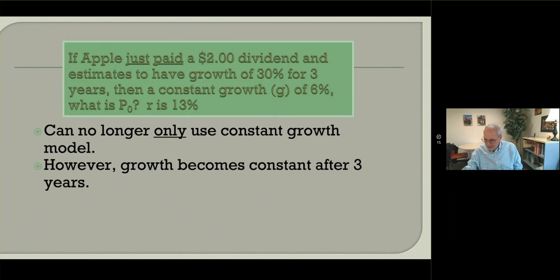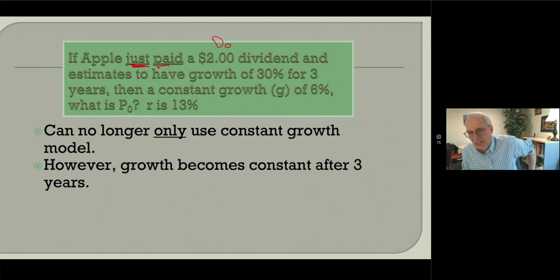Okay, so we're at the top of page 4, and make sure I got it here. I'm sorry, I meant to say page 3. We're at the top of page 3. And we're looking at if Apple, once again, just paid. So that means this is D of 0, $2.